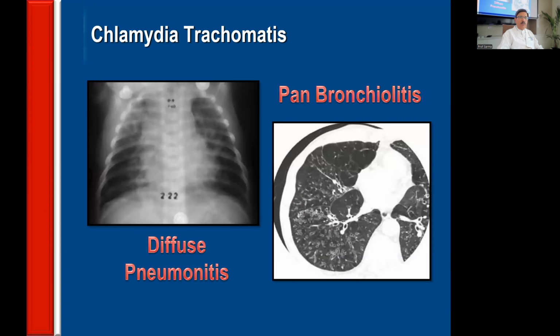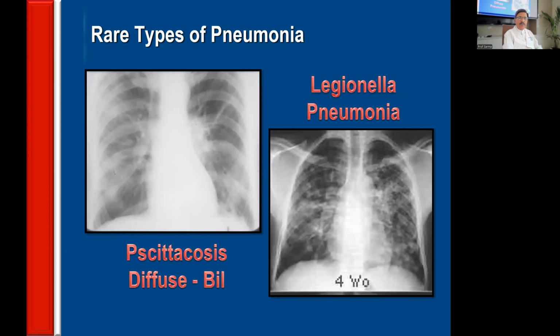And chlamydia pneumonia, usually in children, diffuse pneumonitis occurs, and panbronchiolitis. So you see all the bronchi have got the infection there. Panbronchiolitis will be there. Rare types of pneumonia, psittacosis, and bilateral involvement in psittacosis, pigeons and all the bird pneumonia there. Legionella pneumonia, very blotchy and completely both the lungs are involved. So one of the dangerous pneumonias is Legionella pneumonia.